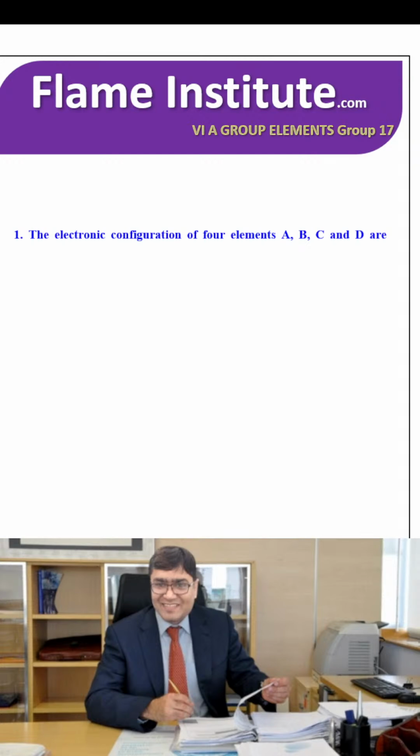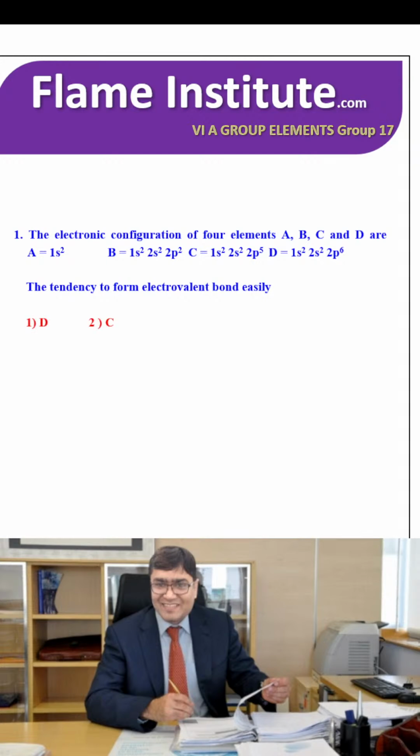The electronic configuration of four elements A, B, C and D are: A is 1s2, B is 1s2, 2s2, 2p2, C is 1s2, 2s2, 2p5, and D is 1s2, 2s2, 2p6. The tendency to form electrovalent bond easily, किसकी है इसमें से? D, C, B और A. The right option is the more electronegative element, more ionic bond quickly. So C is the right option.